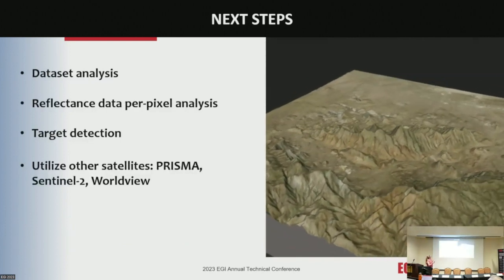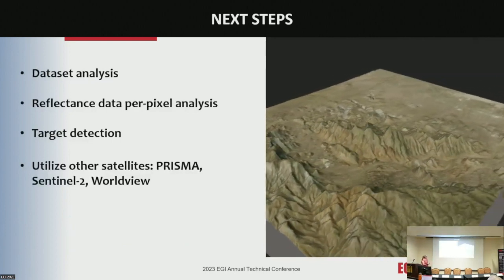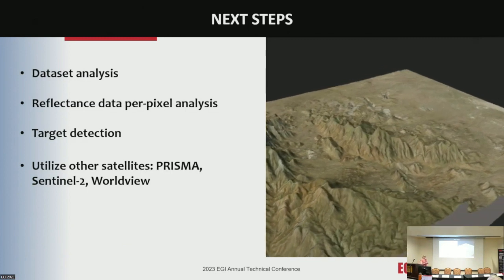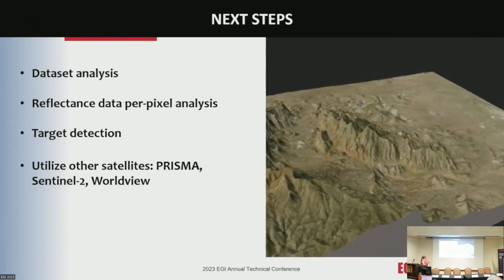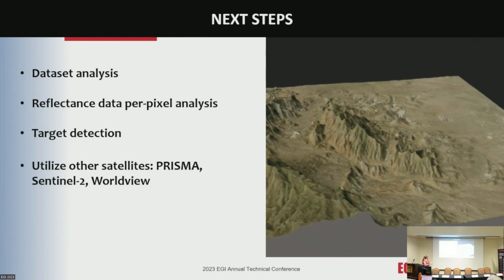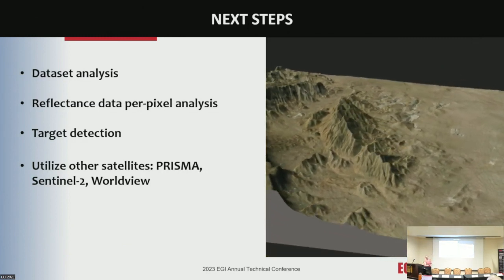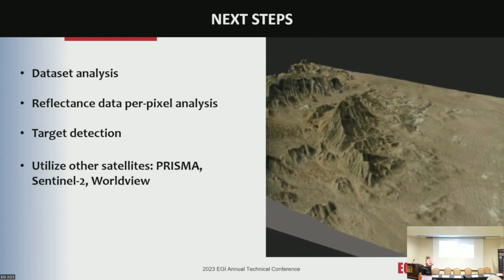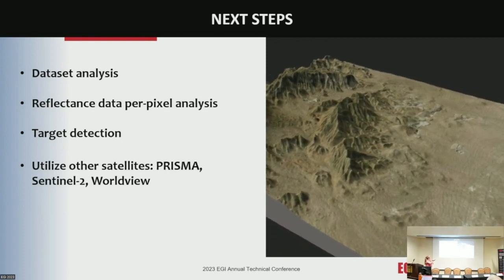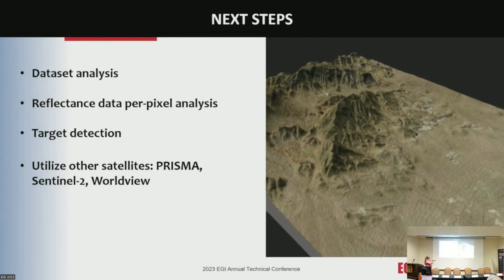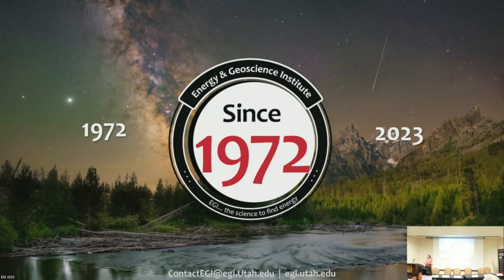As I said, next steps are dataset analysis, reflectance data per pixel analysis, and then using other satellites. We've got Hyperion, PRISMA, which is an Italian satellite, WorldView and Sentinel, also very useful information again. And this is Spor Mountain in 3D. Again, you can see these tailings. Tailings are super useful. Thank you. Questions, if anyone has any.